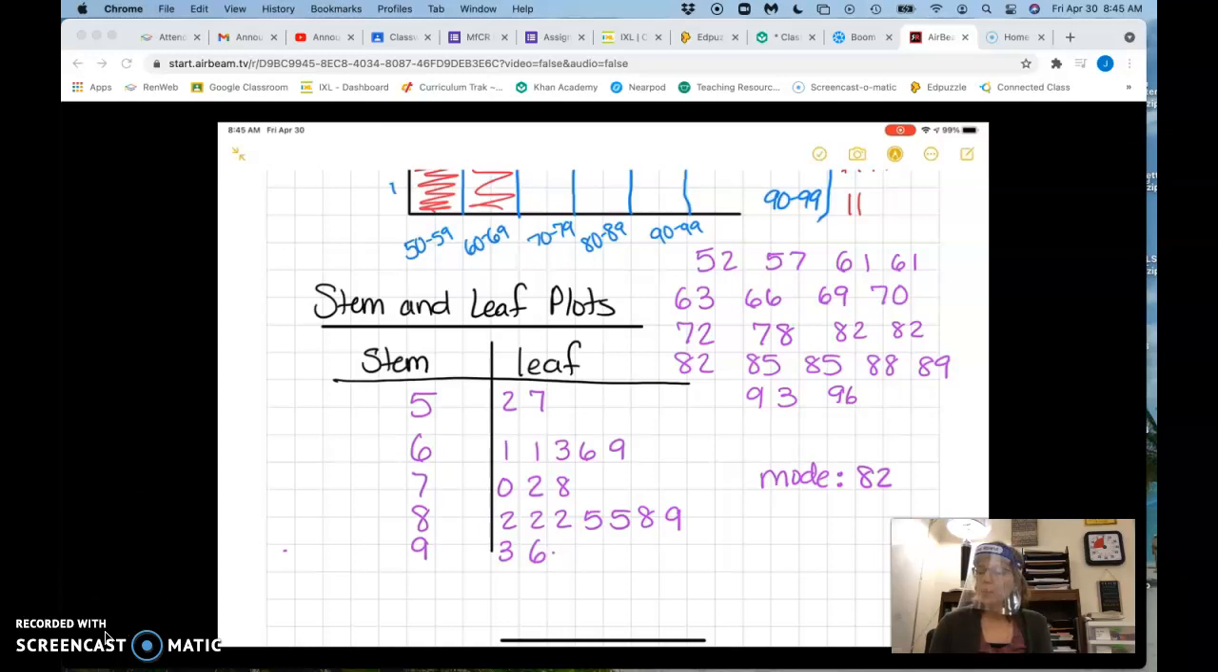Then they may ask you for the median. If it's the median, we're going to count how many we have. 1, 2, 3, 4, 5, 6, 7, 8, 9, 10, 19. And we're going to pick the middle value. So 1, 2, 3, 4, 5, 6, 7, 8, 9, 10. Is that the middle? 1, 2, 3, 4, 5, 6, 7, 8, 9. Yes. Okay, so this one is the median because it's in the middle of the data. So 78 would be our median, okay? So it's just going to ask you to tell me facts about this data.